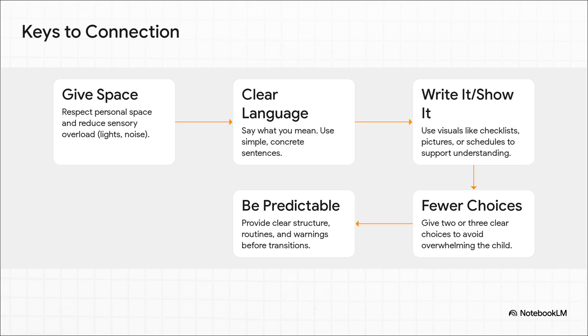Which can be overwhelming, try "do you want the blue car or the red train?" Two clear options. And number 5, be predictable. A consistent routine with a heads up before things change, that's how you build a sense of safety and trust.